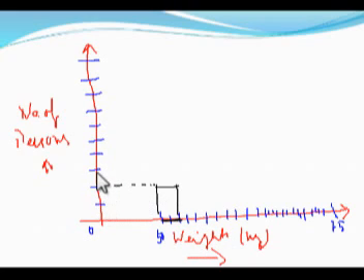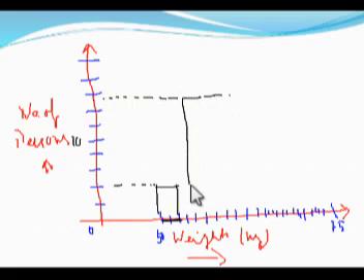So this is 2, 4, 6, 8, 10, 12, 14, 15. Now this way 53 to 56: 54, 55, 56. This is 56. Now 57 to 58: 56, 57, 58.